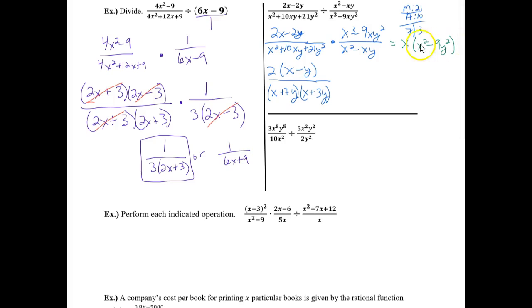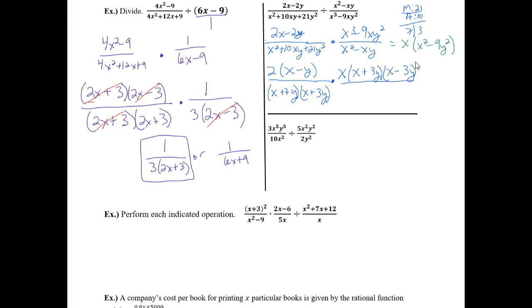So again, once we take the GCF, we look at what's left. This is a difference of squares, so I can keep factoring. So I have my GCF of x, and then I'm going to factor that difference of squares. X times x would give me x squared, and 3y times 3y would give me 9y squared. Then I need my plus and my minus to complete the conjugate.